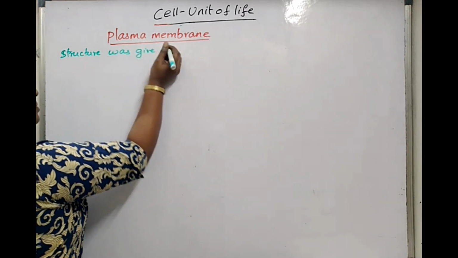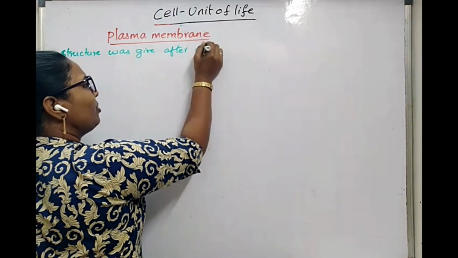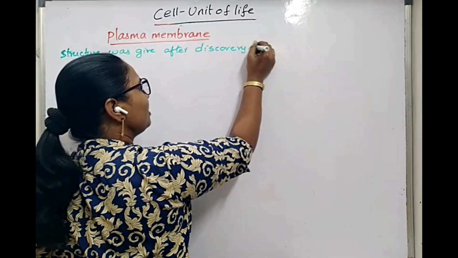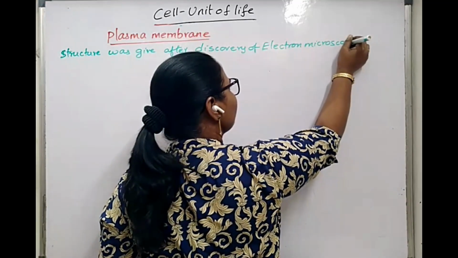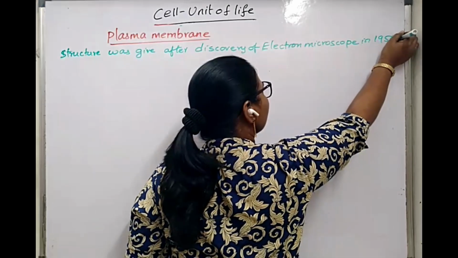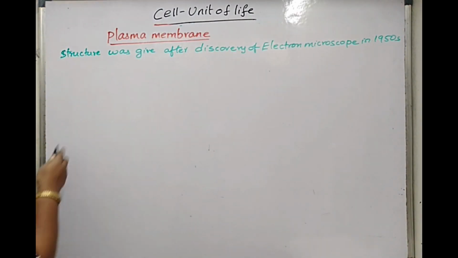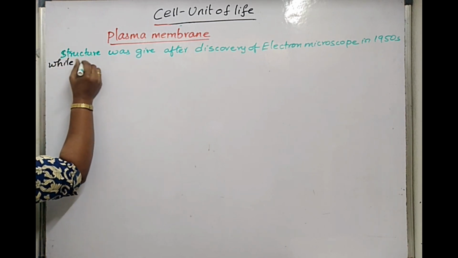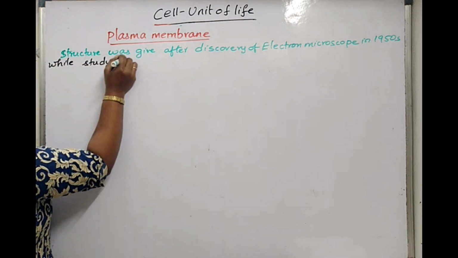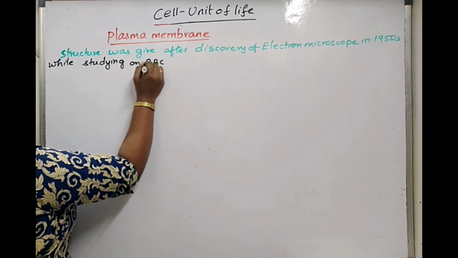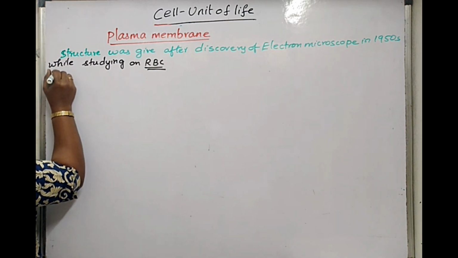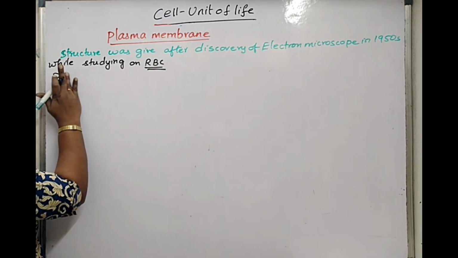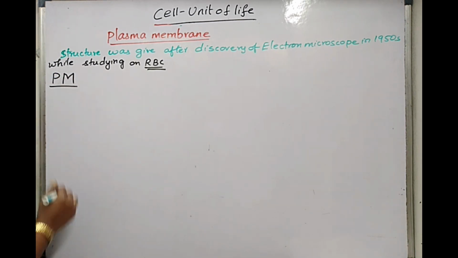So plasma membrane structure was given after discovery of electron microscope in 1950s while studying on RBC. Now, plasma membrane. So I am representing plasma membrane as capital P, capital M.